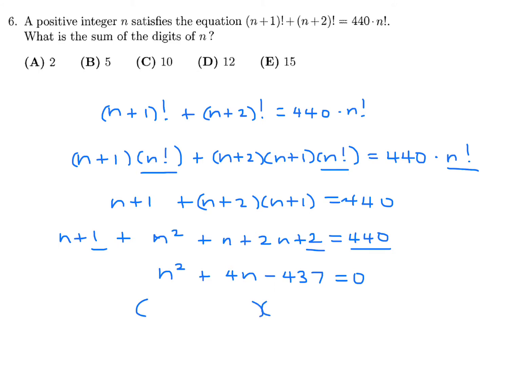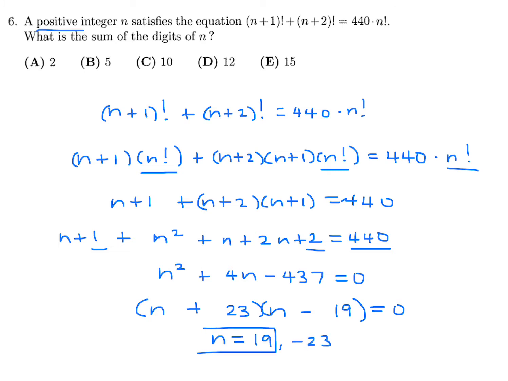Now let's factor that, and we get 23 and 19, positive and negative. Therefore n is 19 or negative 23, but n is positive, so it can only be 19. The sum of the digits of 19 is 1 plus 9, which is 10. So number 6, the answer is C.